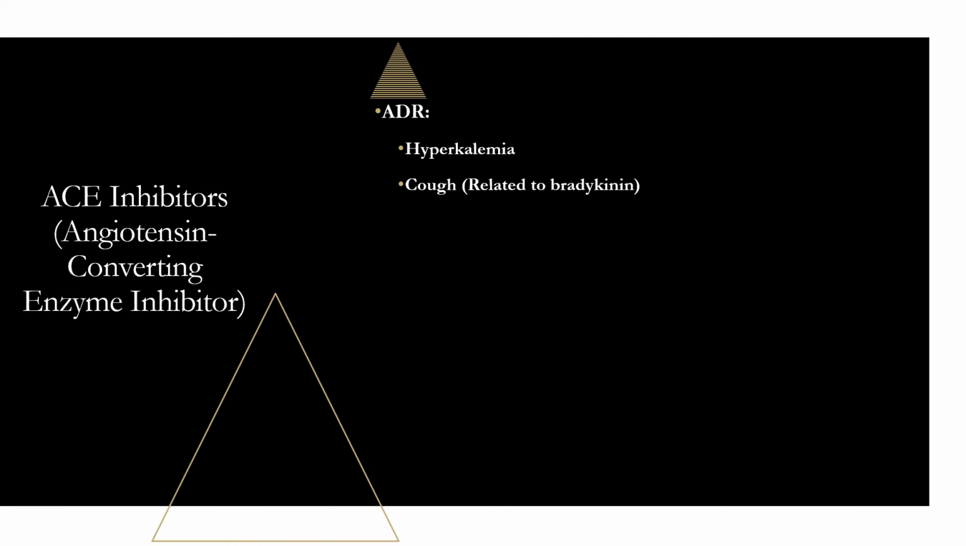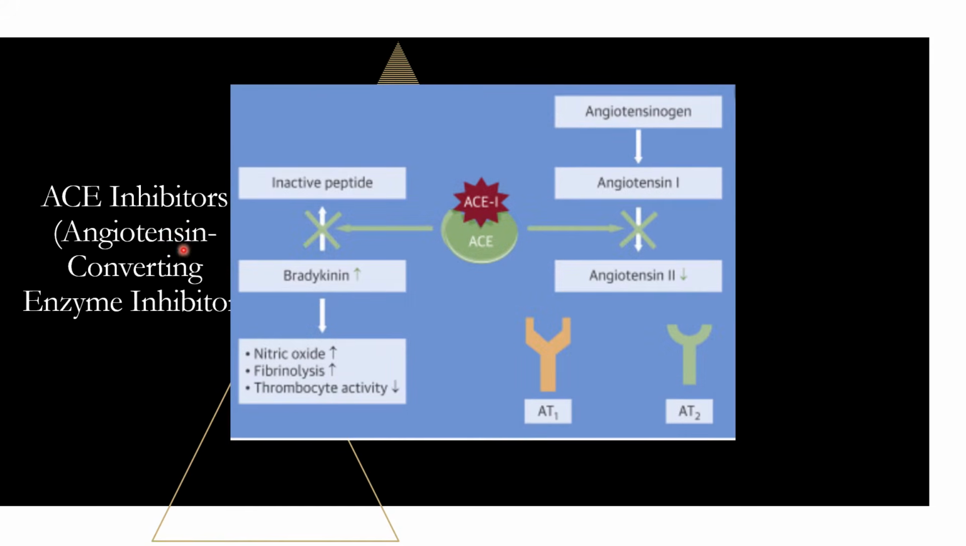Cough related to bradykinin. And if we take a look at the actual diagram, what I went over before, what's important, is that we inhibited ACE's action, which is good because that stopped the conversion of angiotensin I to angiotensin II. So that's a positive thing. But what also happened is when we inhibited ACE, ACE has another job, and the other job that ACE has is actually to break down bradykinin. And what bradykinin does is it has inflammatory properties. It increases nitric oxide, fibrinolysis, as well as some other things.